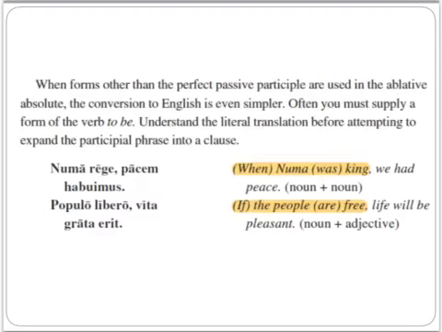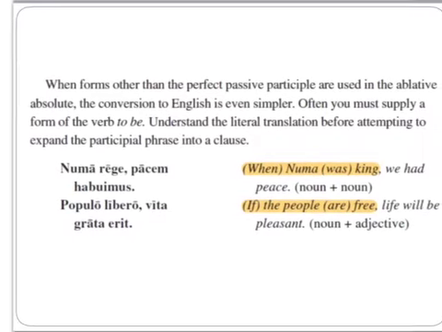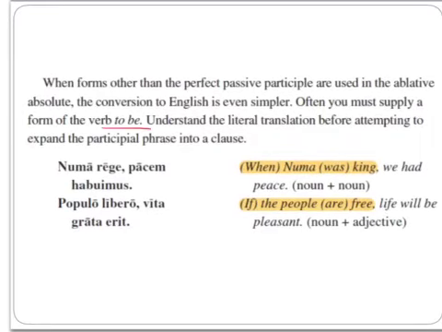When forms other than the perfect passive participle are used in the ablative absolute, the conversion to Latin is even easier. But sometimes you must supply the verb to be. So you must supply sum. So, for example here, Numa rege. That would be with Numa having been king. Or you can translate it when Numa was king. And again, populo libero can be translated with the people having been free, or if the people are free.